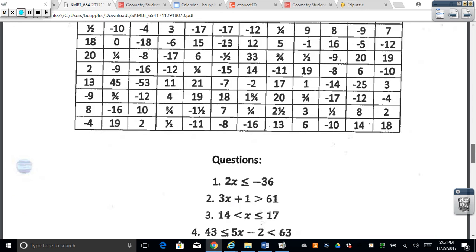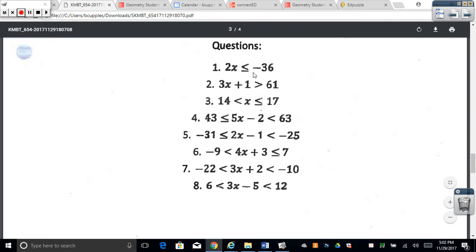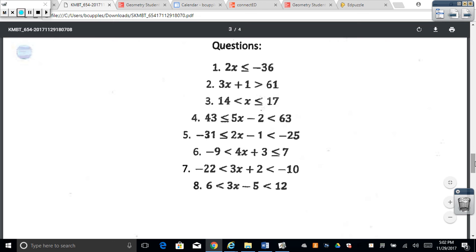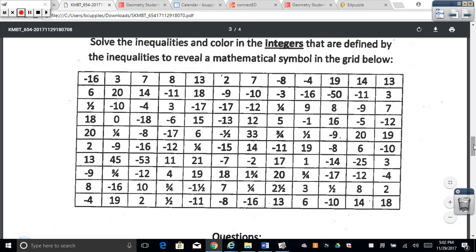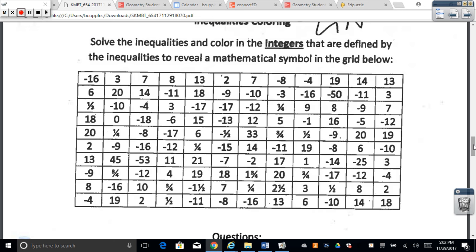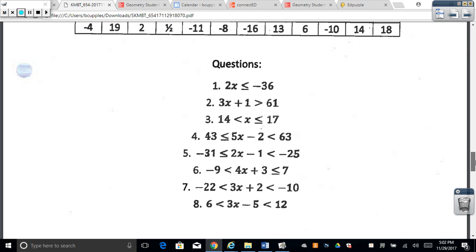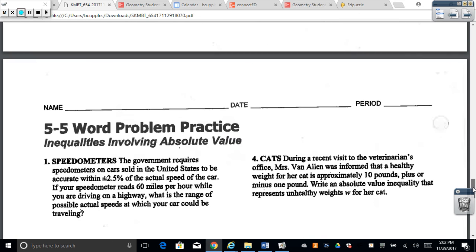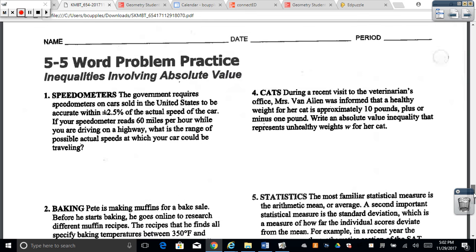And so down here, you've got all the equations that you're going to solve. For the first one, you guys know how to get x. Obviously, we're going to divide both sides by 2, and you're going to get x is less than or equal to negative 18. So if we look up here, we want to find all the numbers that are less than or equal to negative 18 and shade those in. You're just going to work through the next 7 problems and do the same thing up there. So all possibilities to any of those inequalities, but they have to be integers. Any fractions or decimals, you won't want to shade those in.